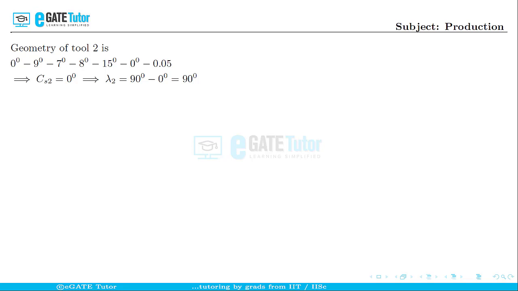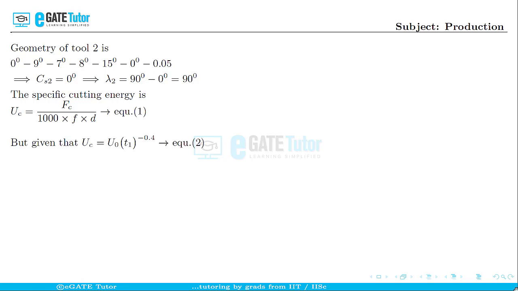The specific cutting energy in the standard notation is given by UC is equal to cutting force divided by 1000 into feed into depth of cut. Let us consider that as equation 1. But in the question, we are given the specific cutting energy expression, that is UC is equal to U0 into T1 power minus 0.4. Let us consider this as equation 2.